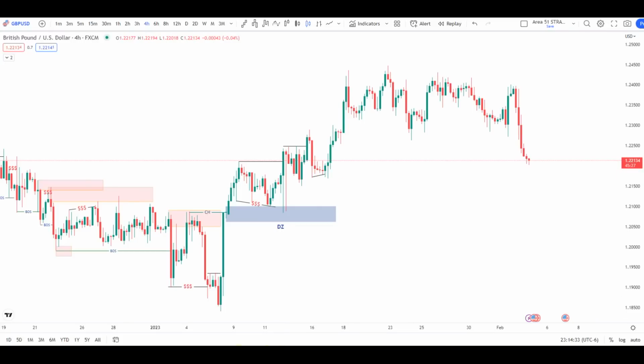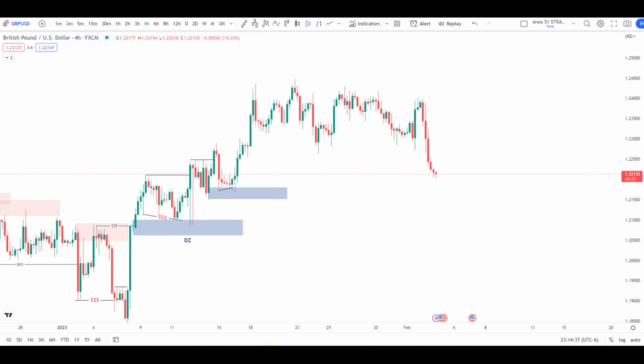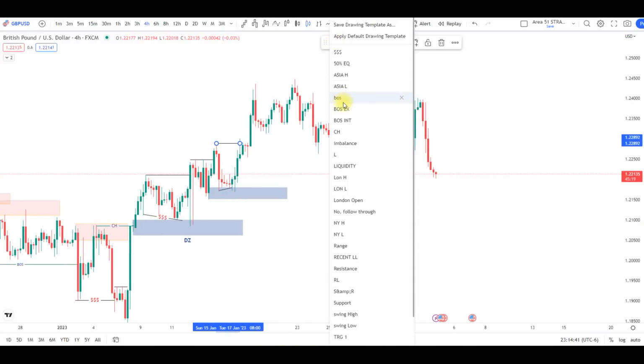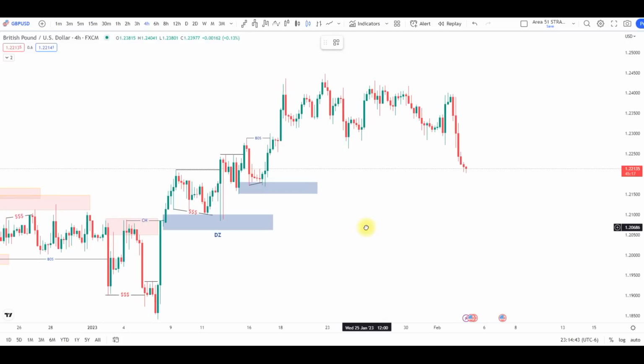Now the price is reversing from another demand zone. We have another break of structure, another BOS, creating this high. But where was your liquidity? All this area is liquidity now. Now the price is going to reverse from this demand zone.